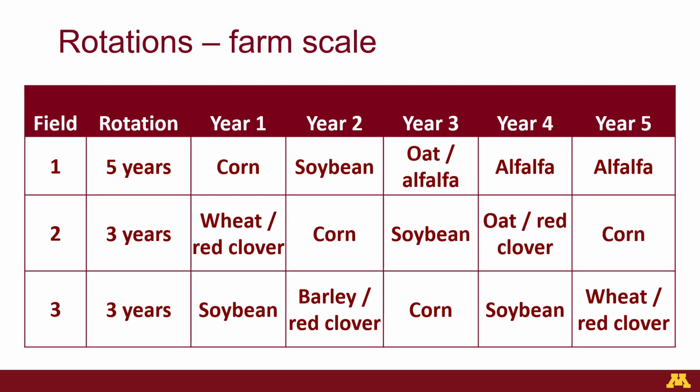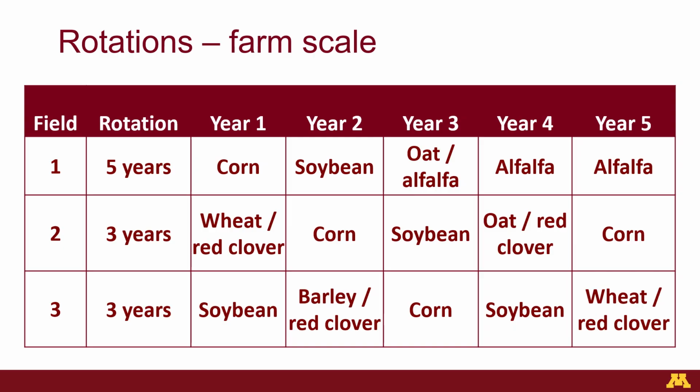So far, we have focused on rotations for a single field, but farms have multiple fields, which can make planning rotations for the whole farm more complex. Here is an example of a farm with 3 fields. Field 1 has a 5-year rotation. Year 1 is corn, Year 2 is soybean, Year 3 is oat with alfalfa planted after oat harvest, and Years 4 and 5 are alfalfa.